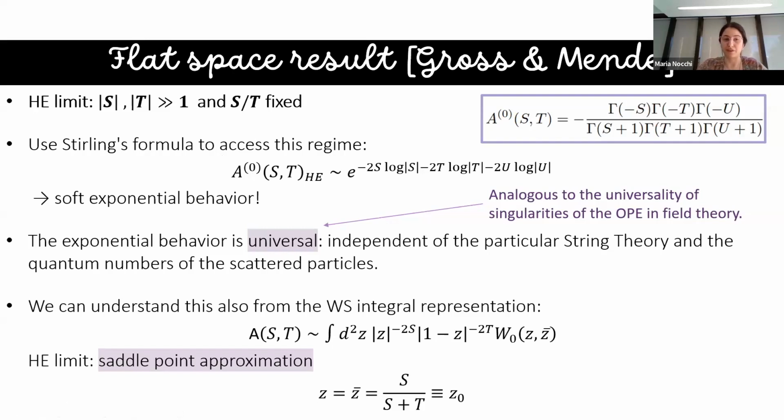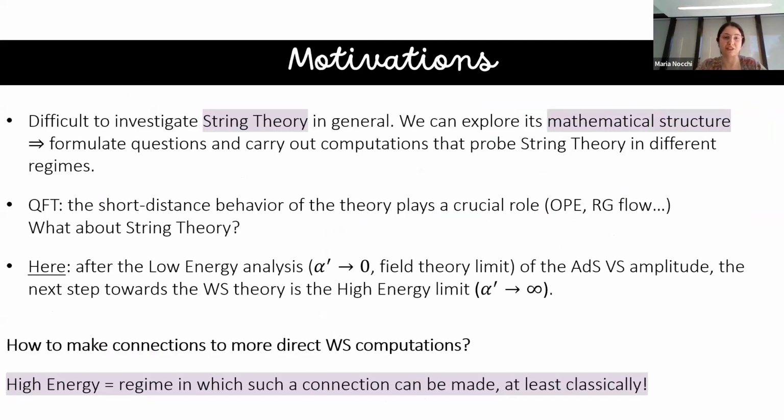This exponential behavior is universal, meaning that it's independent of the particular string theory and the quantum numbers of the scattered particles. This universality in the original papers was interpreted as some analogous counterpart of the singularities of the OPE in field theory. So they were really trying to get some information on the short distance behavior of string theory, as I was saying.